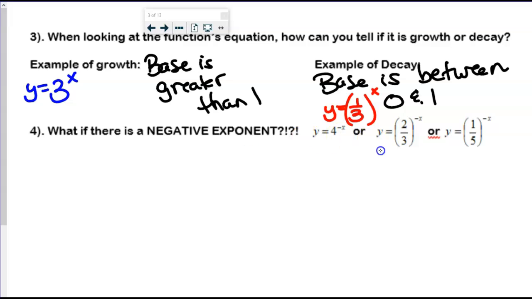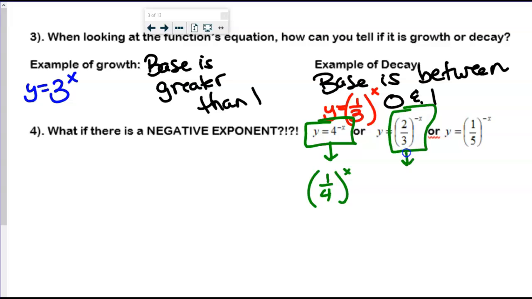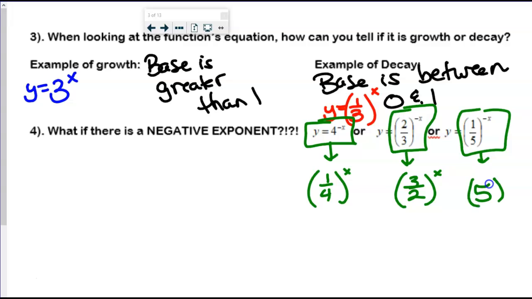Down here, this is the trick question, right? Be careful. It says, what about if there's a negative exponent? So you have 4 to the -x power. Well, that really says 1/4 to the x power. And then similarly here, 2/3 to the -x power is really the reciprocal, 3/2 to the x power. And then similarly here, 1/5 to the negative x power is really 5 to the x power. So you have to be careful because a negative exponent will give you the reciprocal of the number.